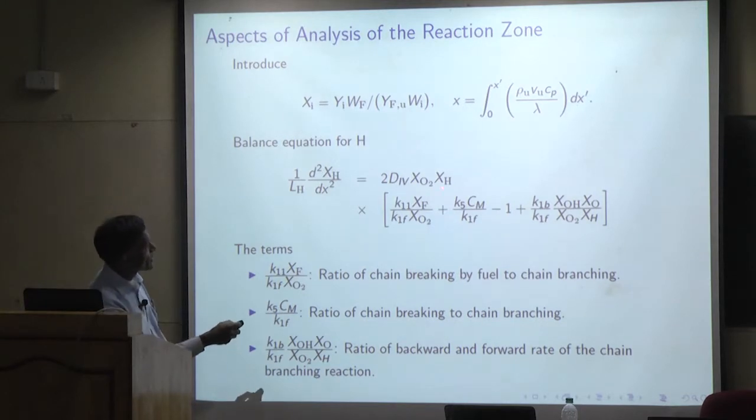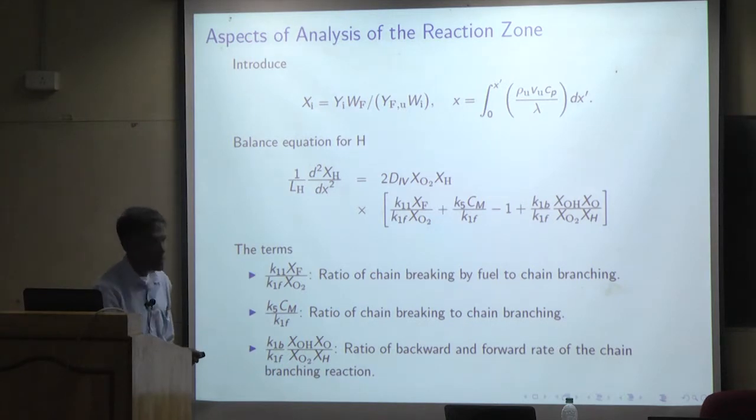this is the reaction with the fuel. This is the chain breaking step, and these 2 terms on this side are the W1, with the chain branching reactions. Okay, so that's what this is. These are the 4 terms that appear in this equation for H.